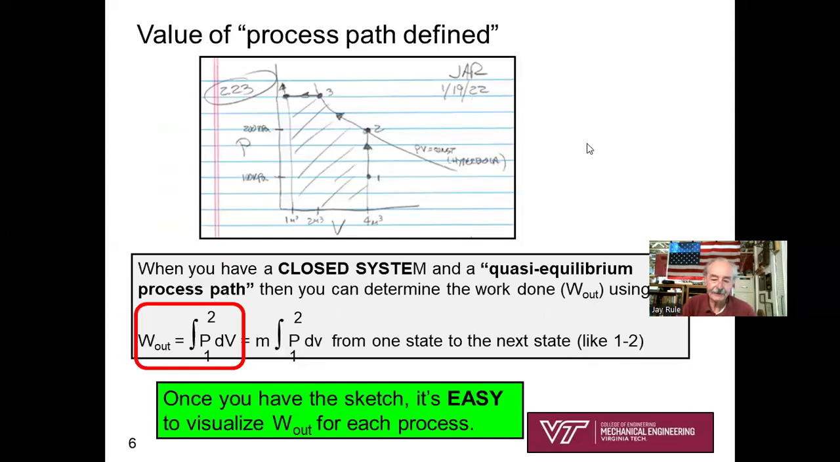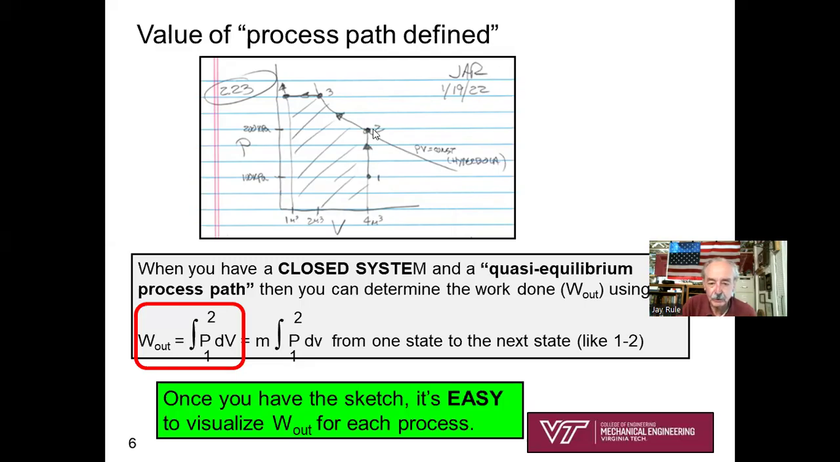How will we go about getting the work done for each one of these processes? We're going to basically use the work as the integral of PdV. That's a fundamental, not a formula. That's a fundamental for a closed system undergoing a quasi-equilibrium, or in other words, process path defined process, and that's the way we're going to get our results. So once you have the sketch, it's easy to visualize the work for each process. And we're going to numerically evaluate each in MATLAB.